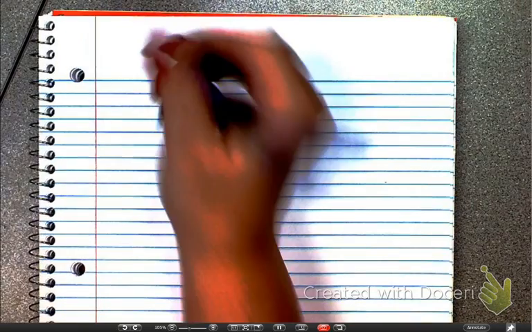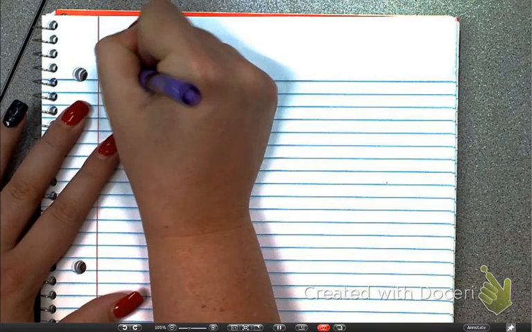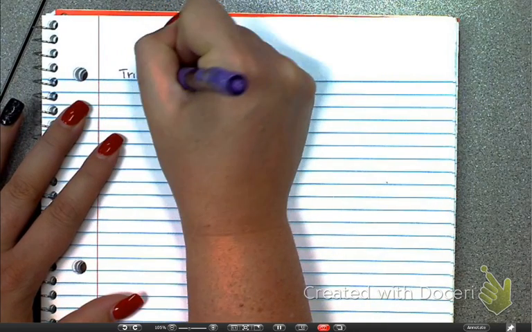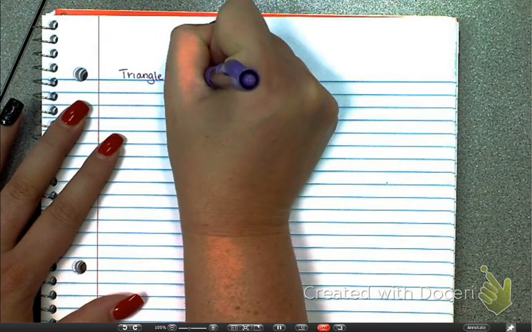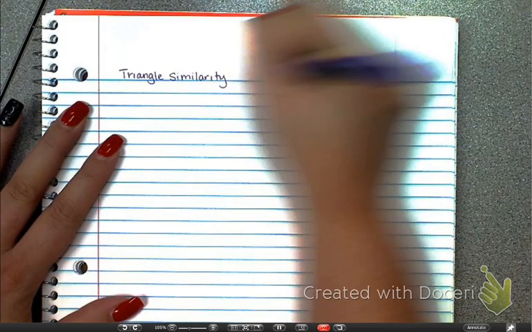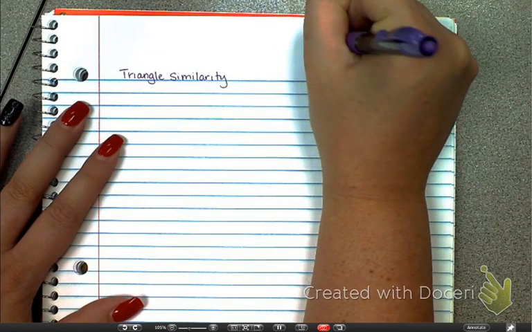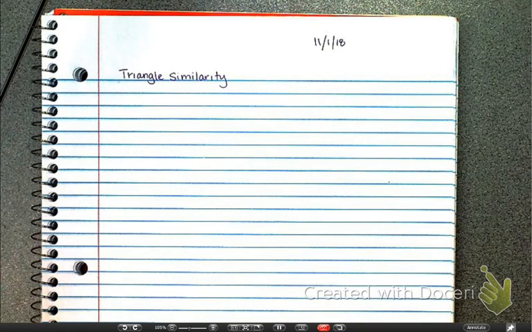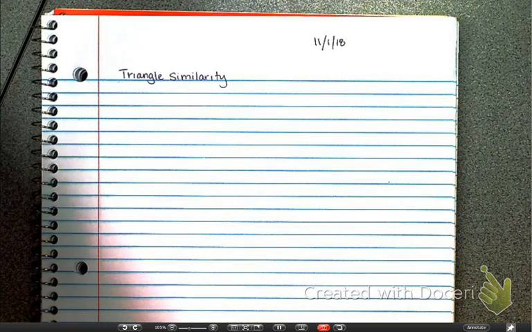So we are going to look at triangle similarity. We are officially in November, so we haven't even had Thanksgiving yet. But this is our last unit for this section.